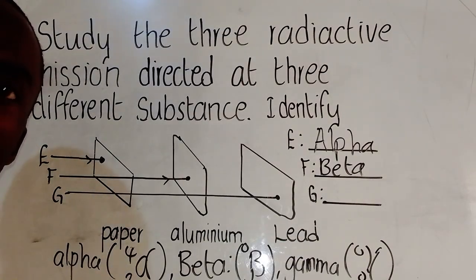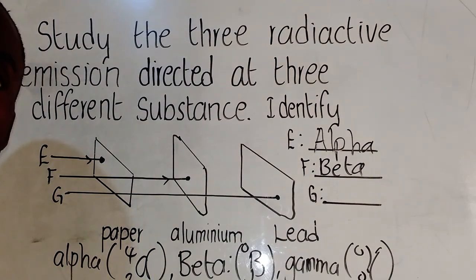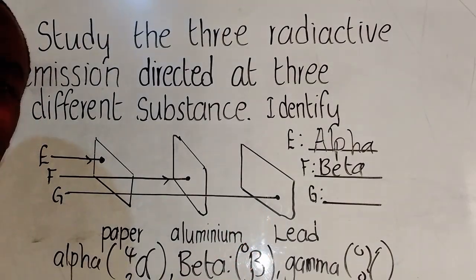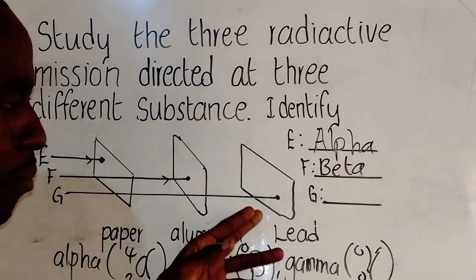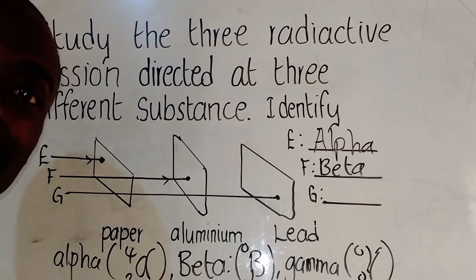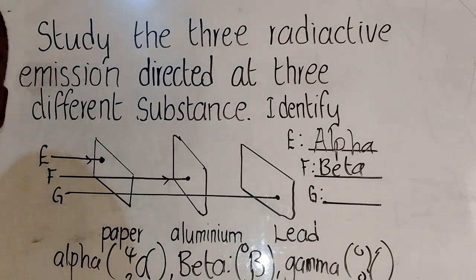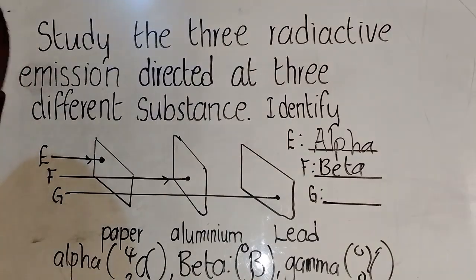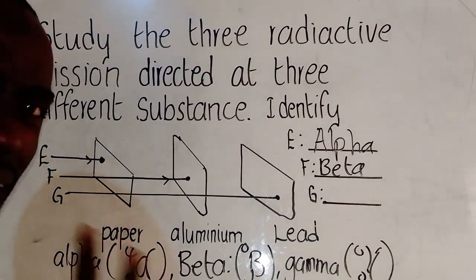Now how about the gamma? A gamma is just a group of photons. Photons are particles that make up light or electromagnetic radiation. They cannot penetrate through lead. Why? Because lead is a heavy element or heavy metal, and that's the reason why gamma cannot penetrate.